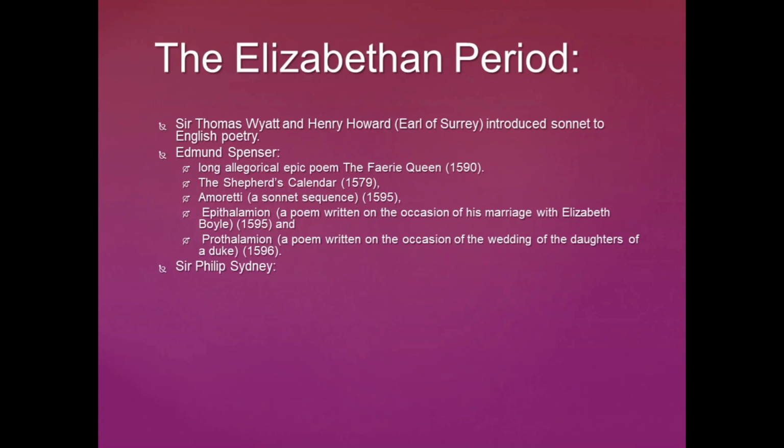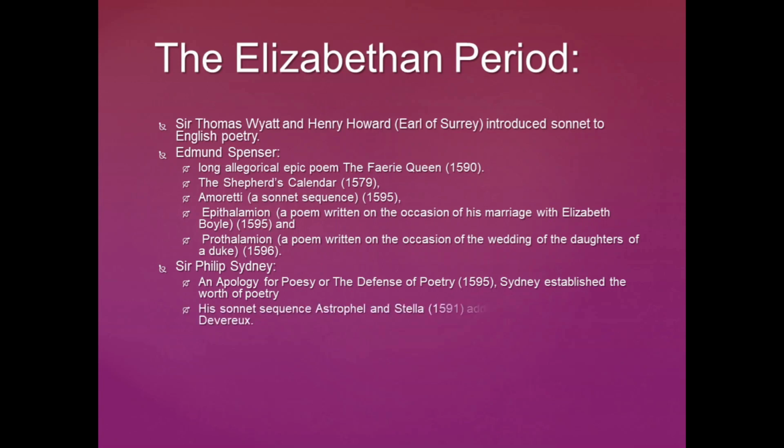Sir Philip Sidney is the next Elizabethan poet who wrote An Apology for Poesy, or The Defence of Poetry. In fact, The Defence of Poetry that he wrote in 1595 establishes Sir Philip Sidney as a critic and a wonderful poet. His sonnet sequence, titled Astrophel and Stella, published in 1591, is addressed to Penelope Devereux, who in fact married Mr. Rich.